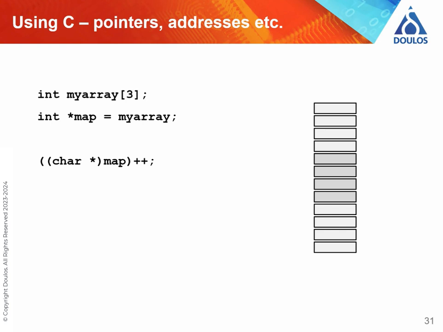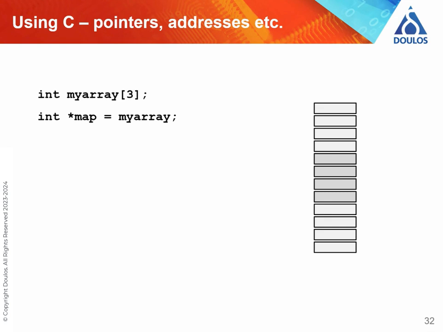Well, we can do that if we tell the compiler that we want to treat the map pointer as if it was pointing to individual bytes, and in C that means using the char type. So by doing a cast on map before we increment it, rather than going to the next int in the array, it simply goes to the next byte.